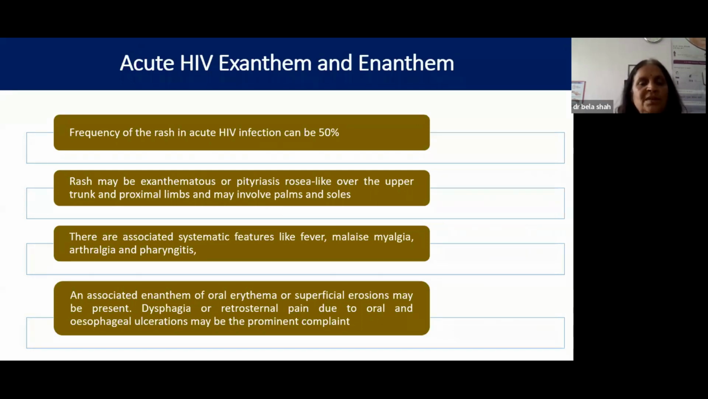And of course, we should look for enanthem in the oral cavity, there will be erythema, there can be erosions. Patients can have dysphagia, retrosternal pain due to involvement of the esophagus, which can even develop erosions and ulcers, and which can be a prominent complaint in a few patients.